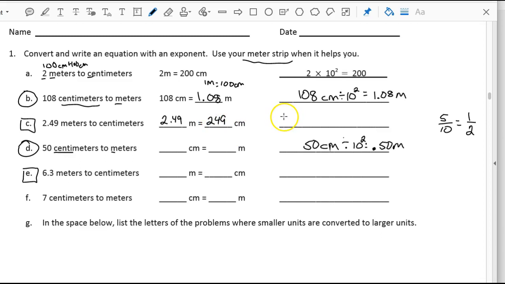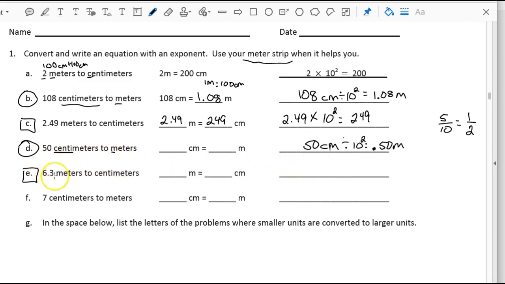So now if we're going to work out what this looks like, we're going to say 2 and 49 hundredths. What are we doing? We're multiplying by 10 to the second power because we're multiplying by 100. And what do we get? 249. Now let's go to the next one that is from larger to smaller.